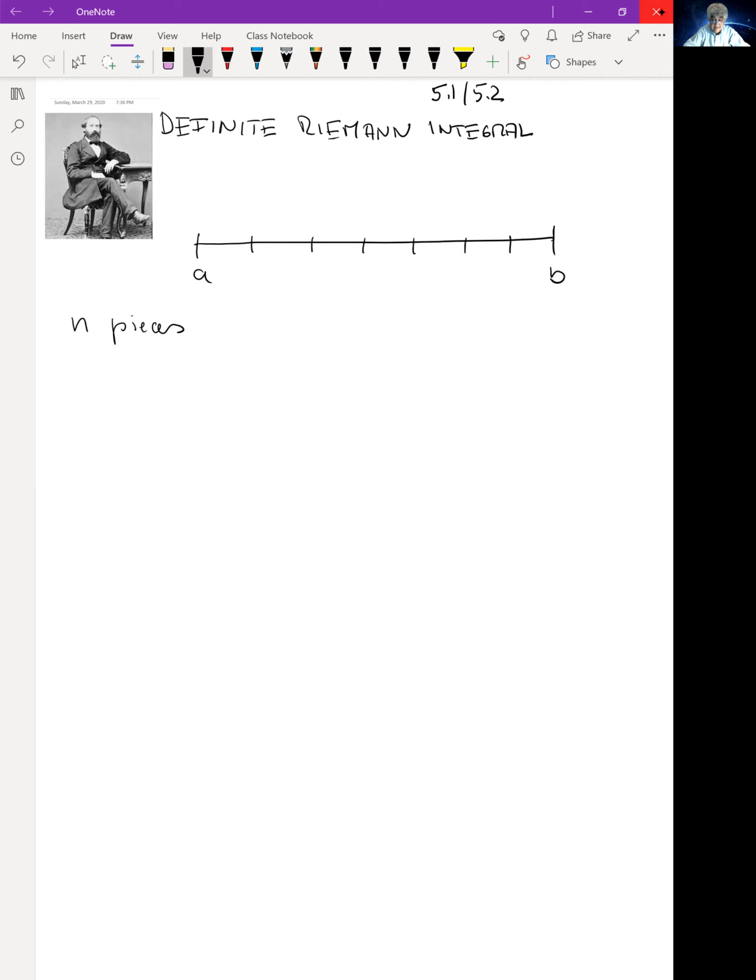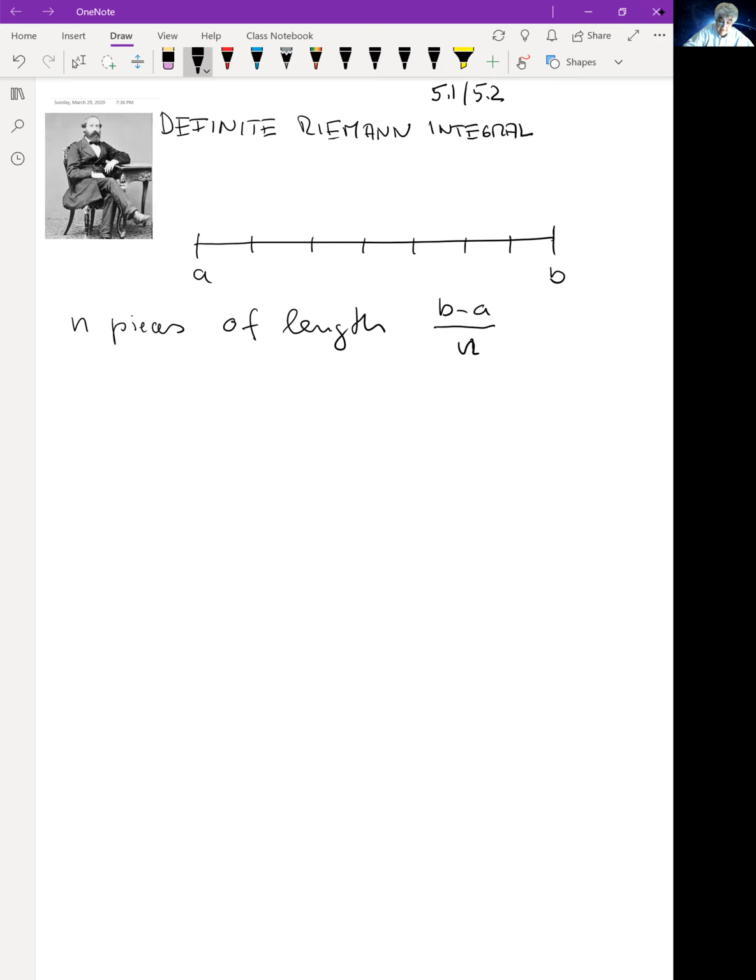But n can be 60, 70, 100, a million. So we divide it in n pieces. Then each piece has a length of b minus a, that's the total length of the interval, and if you divide it in n pieces of the same length, it's b minus a over n.